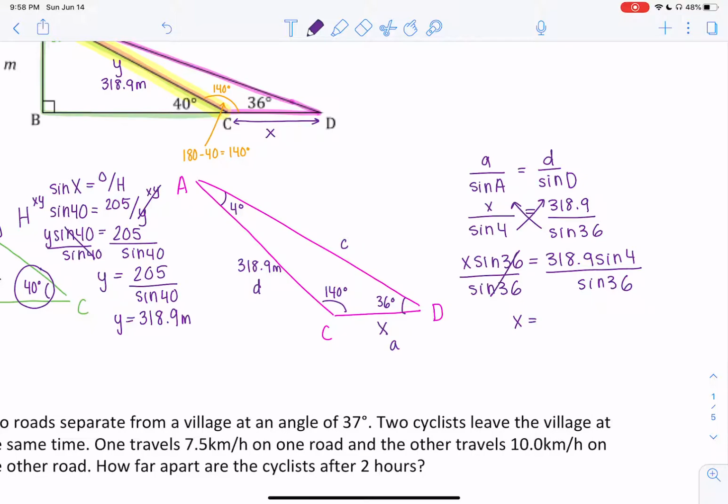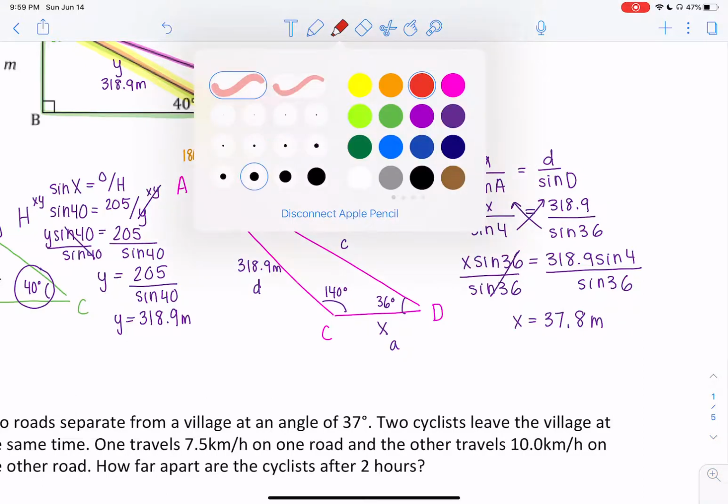So x is equal to 318.9 times sine 4, all divided by sine 36. And that will give us 37.8 meters. And that is our final answer.